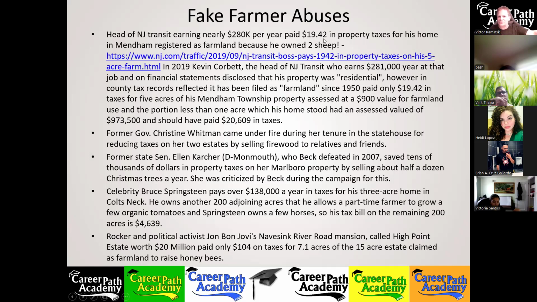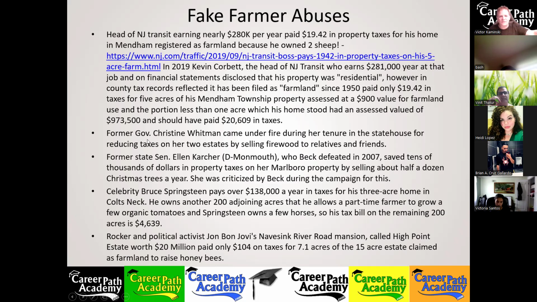He paid $19.42 in property taxes for his home in Mendham that he had registered as farmland because he owns 2 sheep. In the meantime, his neighbors are paying, on average, $20,609. Looks like I'm gonna buy myself 2 sheep. I mean, really, this guy is a legitimate farmer because he's got 2 sheep. How much wool can you shave off of 2 sheep? How much money are you going to make off of that? Really? Come on.